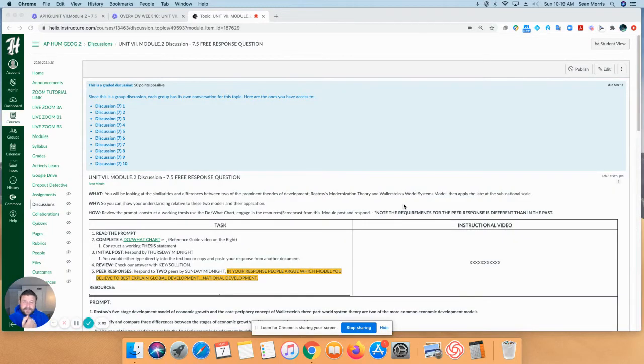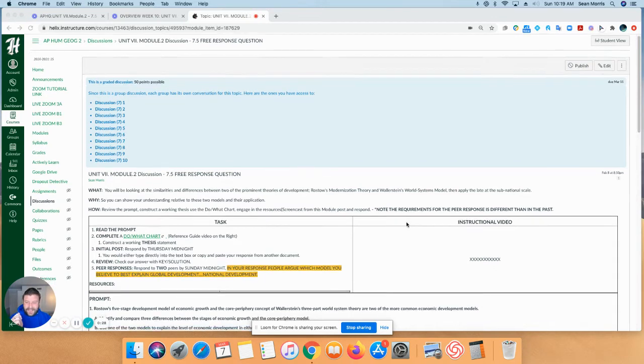So folks, for this week, we're going to be looking at Wallerstein's model and Rostow's model of development, applying them and looking at some of the differences between them, right? If you weren't here for the lecture, you might want to go back and watch that screencast. There's also going to be some resources linked on the lower left by the time you actually get this assignment, okay?